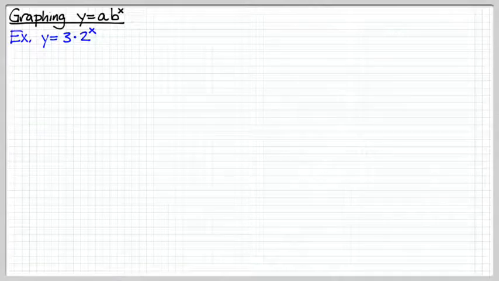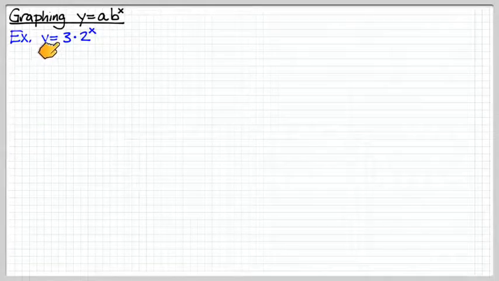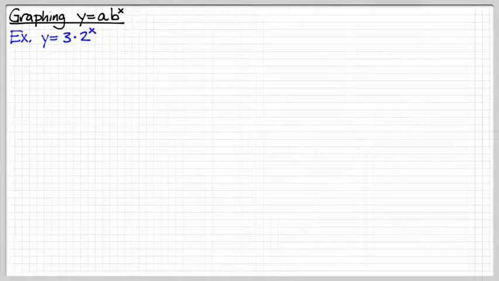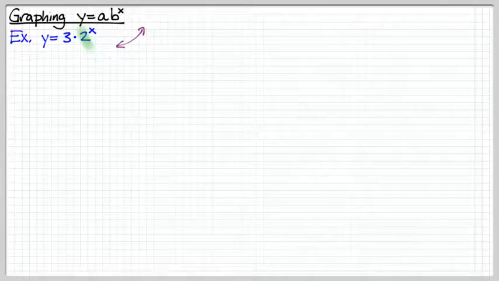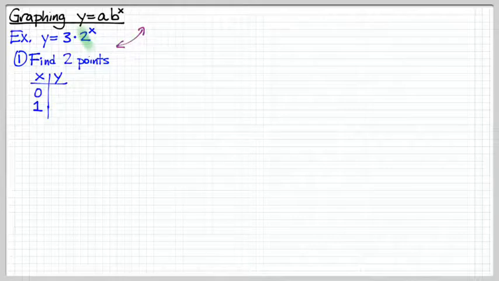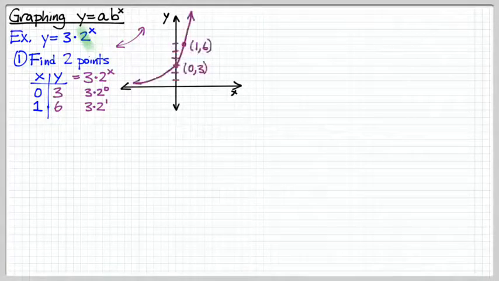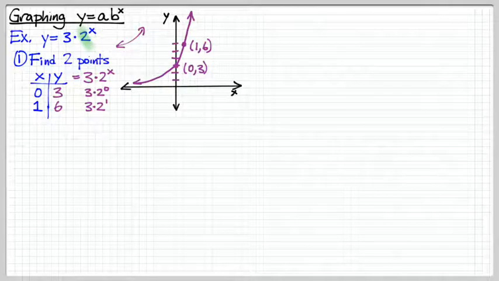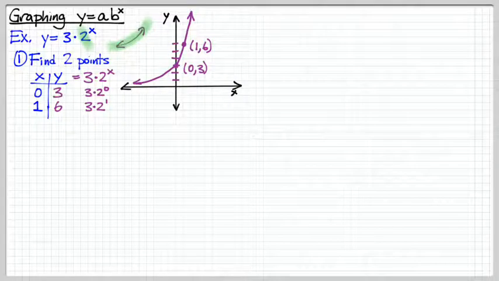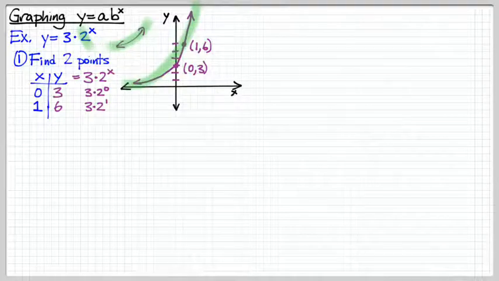So let's graph this function here, y is equal to 3 times 2 to the x power. The 2 here will tell us immediately this is a growth function that goes something like that. So we'll find 2 points, and I like to use points 0 and 1. They're easy points to plug into and calculate. So we plug these in, and then we draw our graph. Again, we already knew it was kind of an exponential growth type of thing, so we're able to draw a nice kind of curve up to the right.